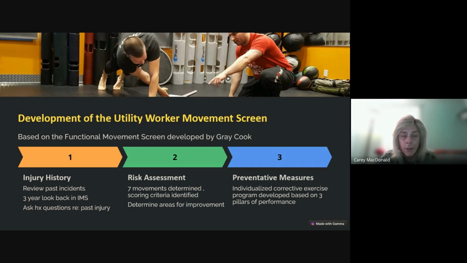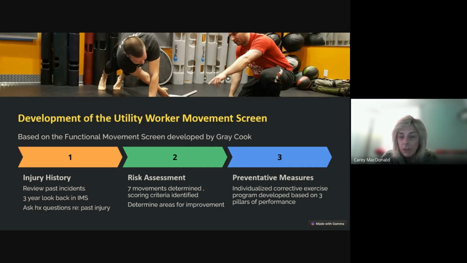So in our questionnaire, or the sheet that we were going to use with the employees when we performed one, the first thing was we were going to ask them a couple of questions about history. In order to know what body parts and movements we wanted to focus on, we did a review of past incidences.